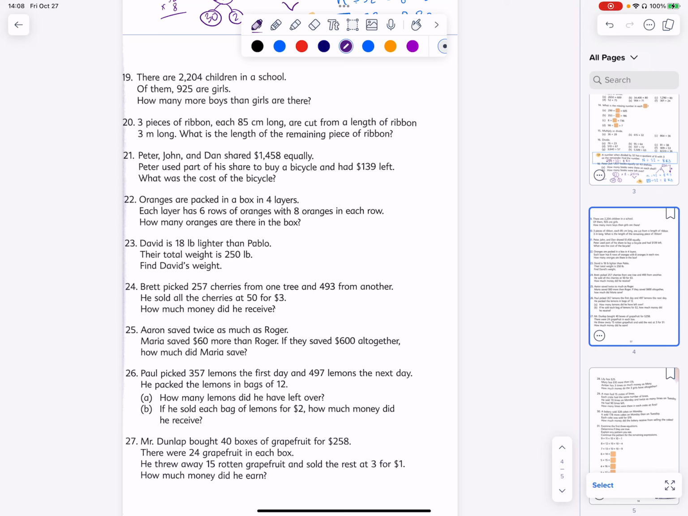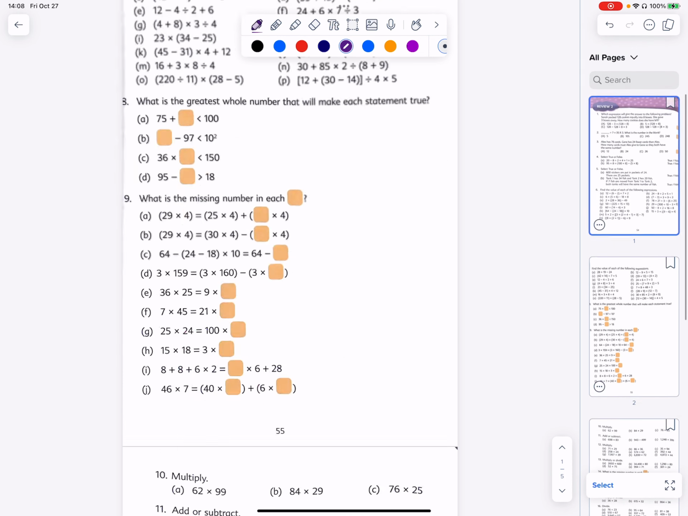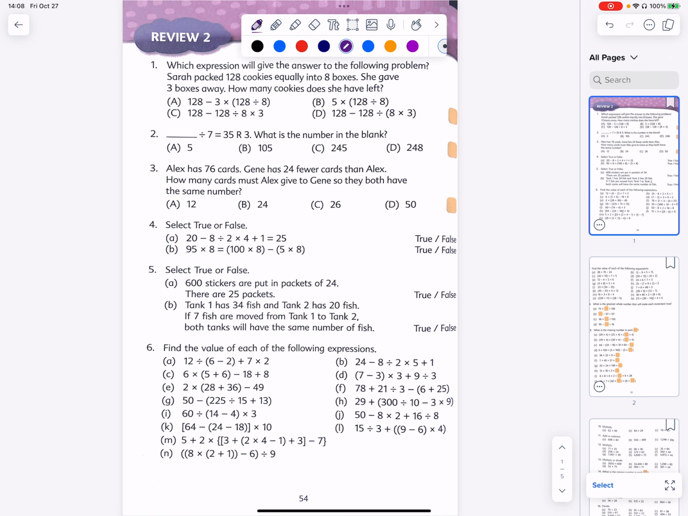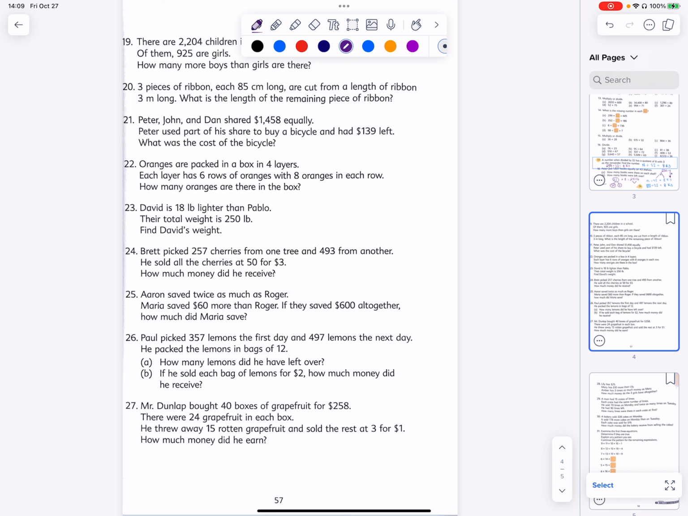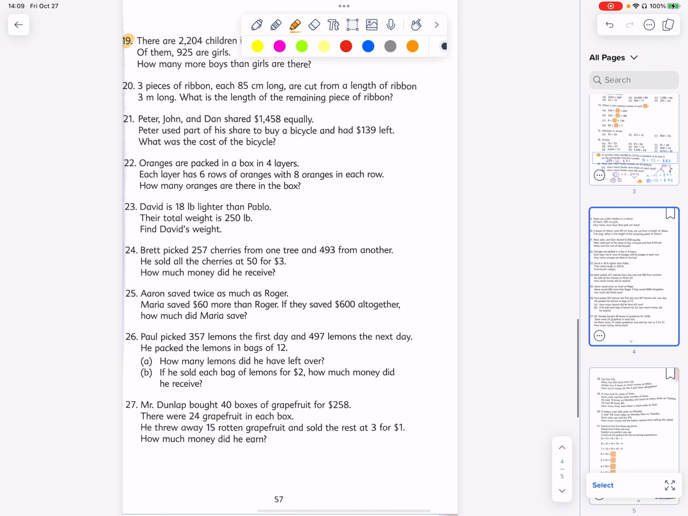Hello, continuation of our review 2 for Singapore Math 5. This is where we are in the textbook 5A. Review 2 starts on page 54 for the Common Core edition. I am on page 57. My friends, what I'm going to do is solve only the odds, and then we'll move to the next page.